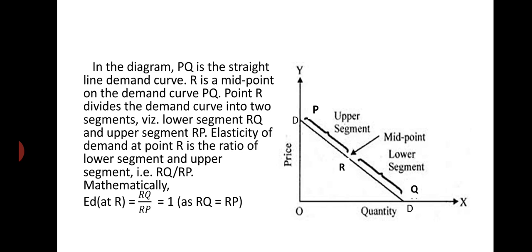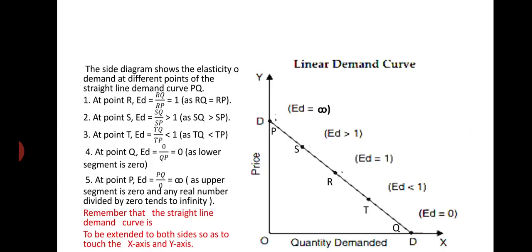Now we will discuss how to calculate elasticity of demand when different points are given on the demand curve, how to measure elasticity of demand at different points of the demand curve. In the diagram given here, there are points P, S, R, T, Q. Five points are given. How to measure elasticity of demand at different points? How to find out elasticity of demand at point P, point S, point R, point T and point Q?